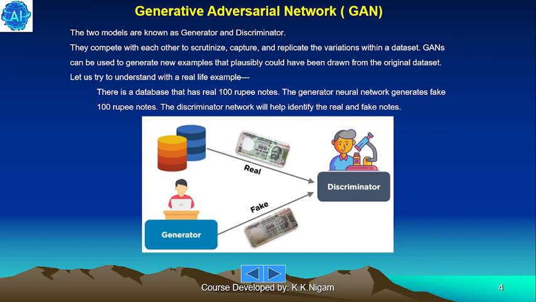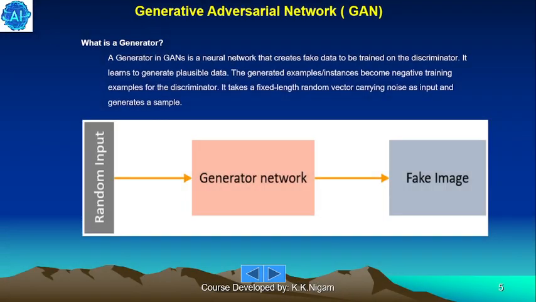Let us try to understand with a real example. There is a database that has a real 100 rupee note. The generator neural network generates fake 100 rupee notes. The discriminator network will help identify the real and the fake notes.